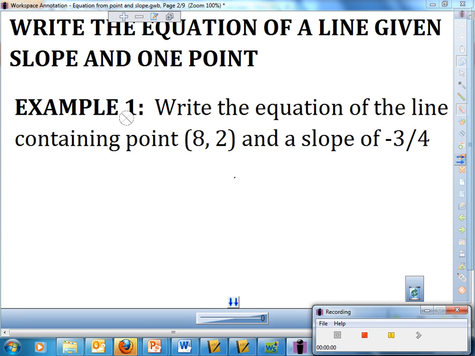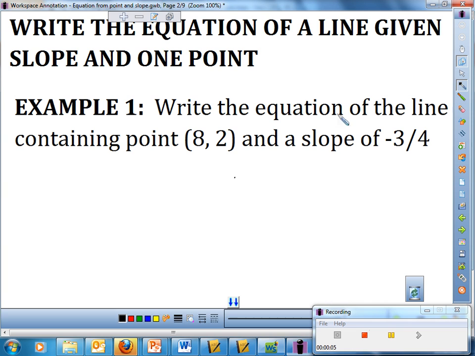Today we're going to talk about how to find the equation of a line from 2 points. So this example says write the equation of a line containing the point (8, 2) and a slope of -3/4.